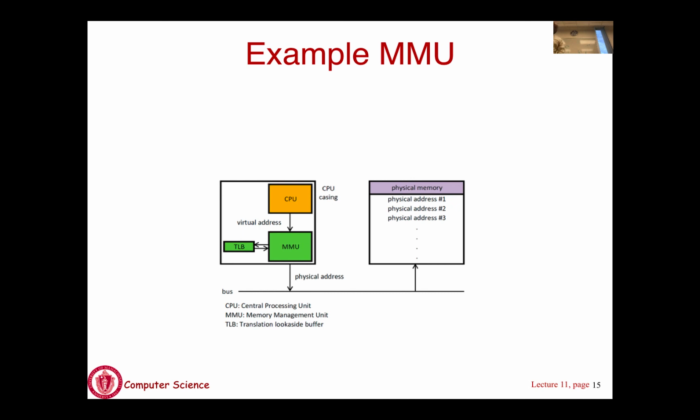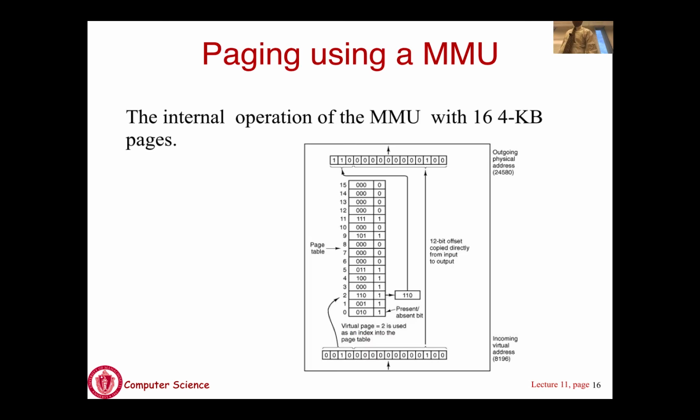And as a picture to show you how this works, here's an example. This is an MMU that has entries for a page table of size 16. This is your virtual address in terms of bits. You look at the k most significant bits, that tells you the page number. In this case it's page number 2, because it's 001 in binary, which is 2.